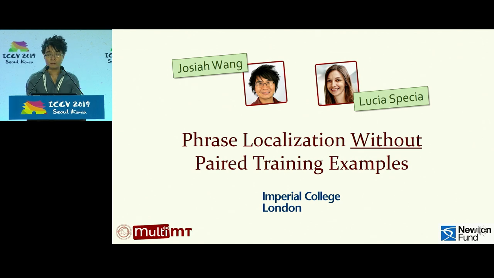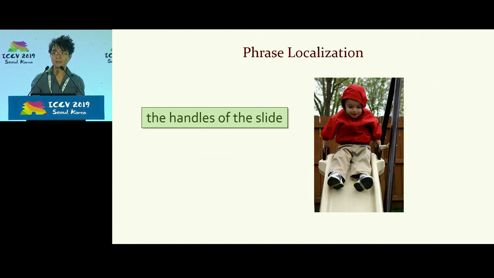All right. So the task in our paper is the phrase localization task. For those who are not familiar with this task, you're given a phrase, for example, the handles on the slide. So the task is to have the system automatically localize where in the image this phrase occurs.